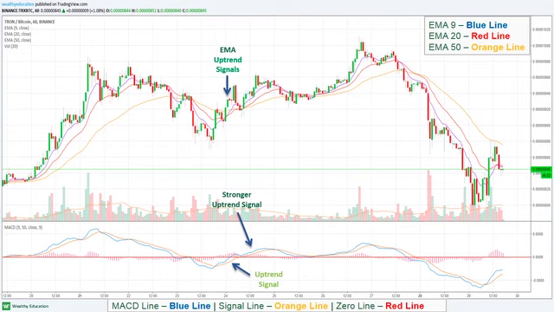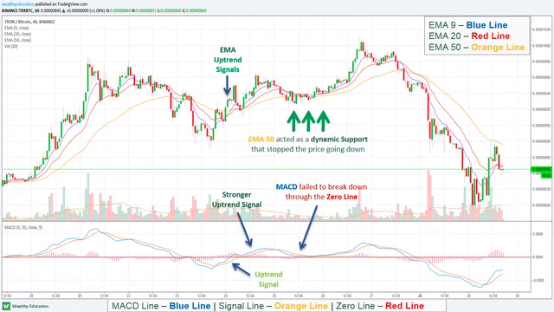The uptrend signal was stronger when the MACD stayed above the zero line. Now, I want you to take note of this. The downtrend signal will be weaker when the MACD is above the zero line. That's because when the MACD is above the zero line, the EMA 9 is likely above the EMA 50 as well. So the EMA 50 can act as a dynamic support that helps push the price up.